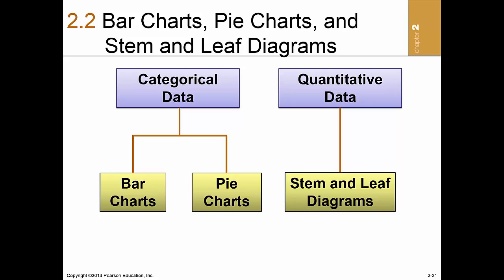Welcome back. In the last video we introduced some of the basic tools for describing numerical variables when the data are in their raw form. However, in many instances you will be working with categorical data or data that have already been summarized to some extent. In these cases, an effective presentation tool is often the bar chart or a pie chart. When dealing with quantitative data, you may find a stem and leaf diagram useful.